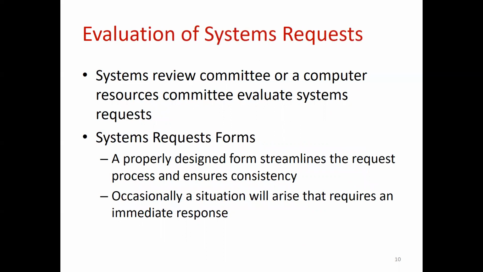Evaluation of systems requests. A Systems Review Committee or a Computer Resources Committee evaluates systems requests. System request forms: a properly designed form streamlines the request process and ensures consistency. Occasionally, a situation will arise that requires an immediate response. System request forms go through the Systems Review Committee. The committee scrutinizes the form, evaluates the request, and decides whether to proceed or to decline.